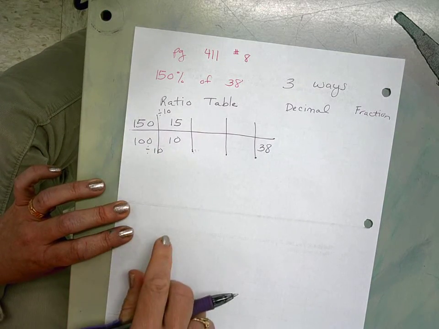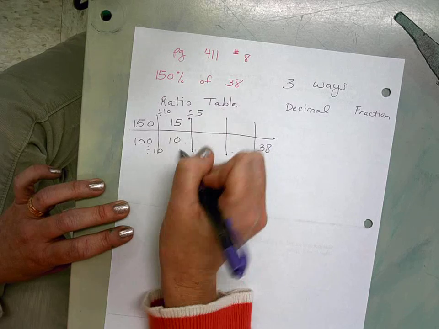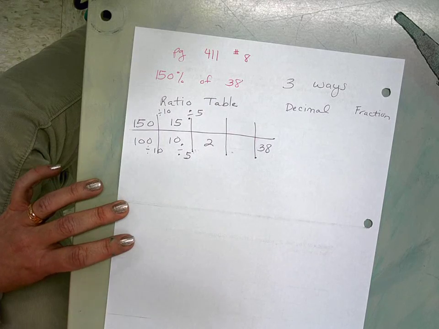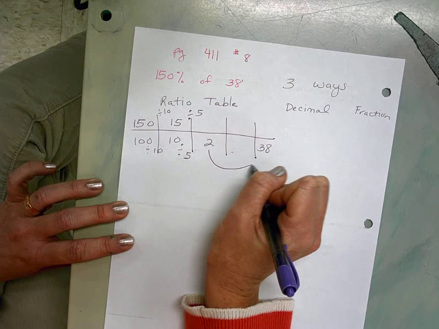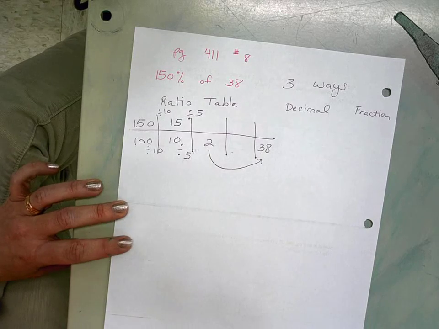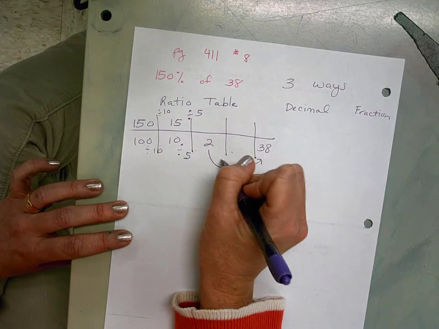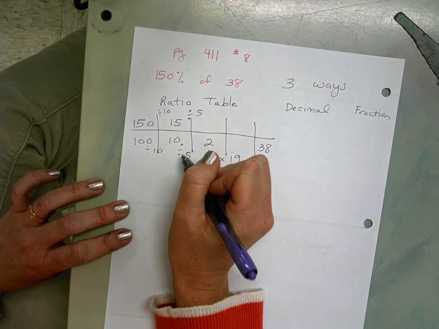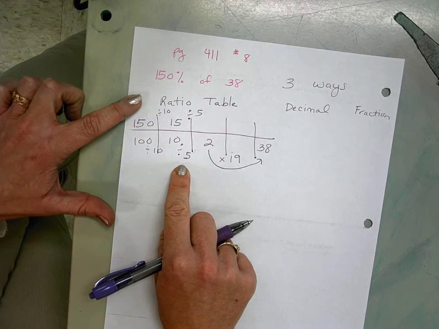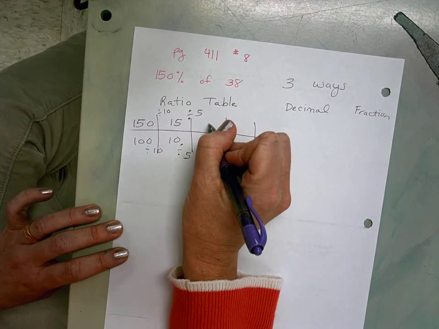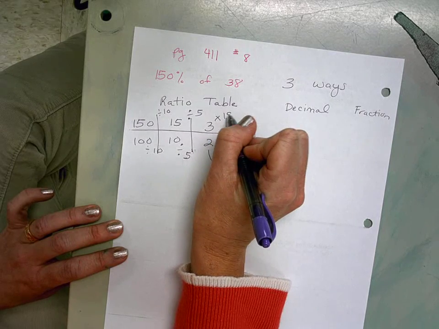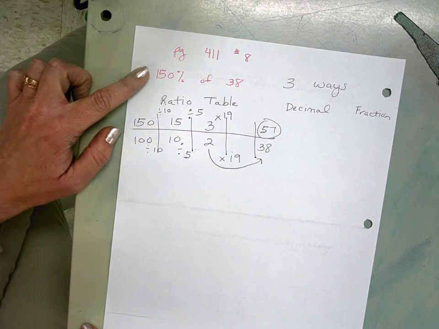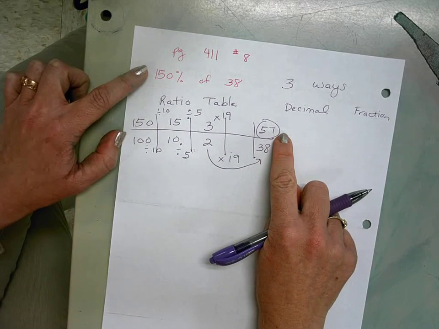And then I could still simplify if I wanted, so I'm going to divide both by 5. The reason I'm going to do that is because 10 divided by 5 is 2. And then I ask myself, 2 times what gives me 38? Since they're both even, I know that 2 is a factor of 38, and I can multiply 2 times 19 to get 38. So whatever steps I did on the bottom of the ratio table, I'll do in the top. 15 divided by 5 is 3, and then 3 times 19 gives me 57. So 150% of 38 is 57.